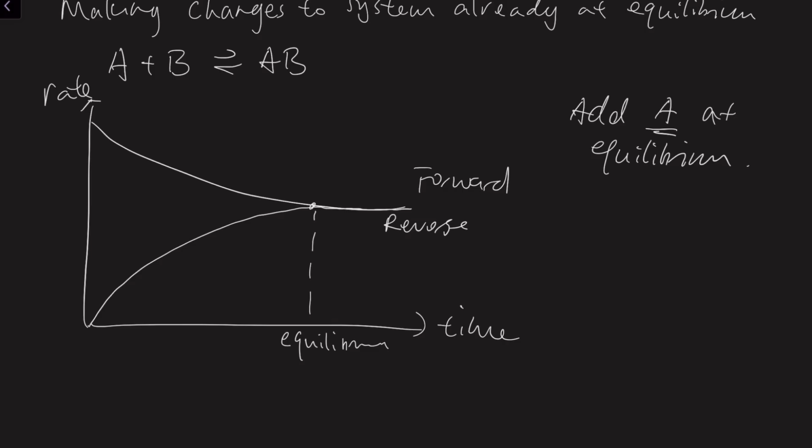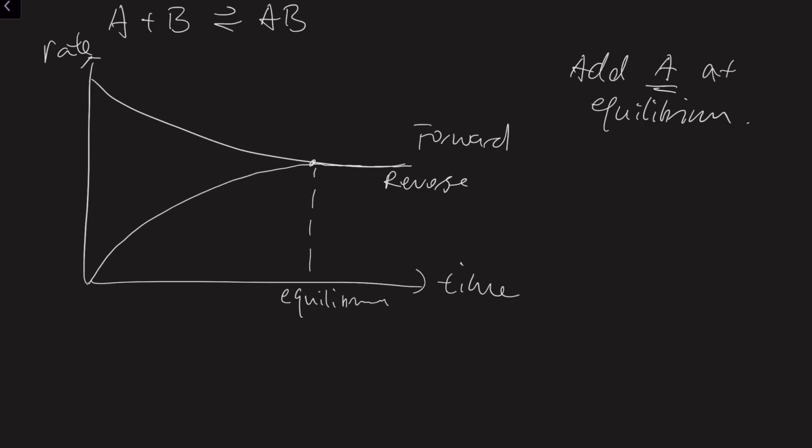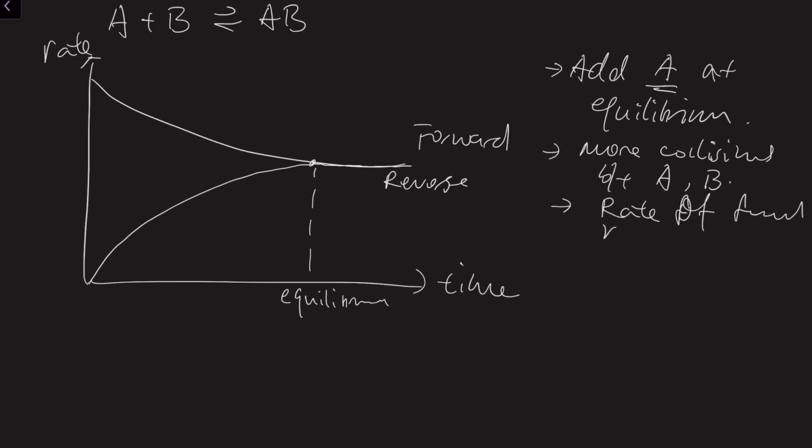So let's think from the rate of reaction perspective. We have more particle A. So even if the number of particle B stays the same, we would still have more collisions between them. So the probability of A and B colliding into each other would increase. So the rate of forward reaction should increase, which is depicted as this sudden increase in forward reaction.